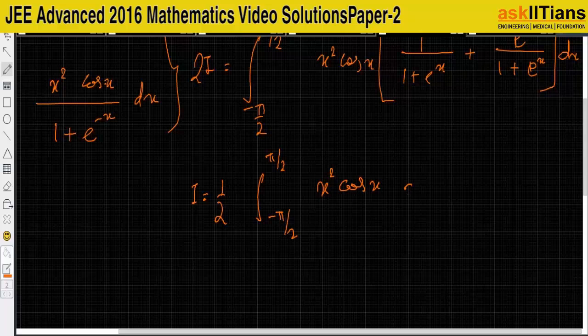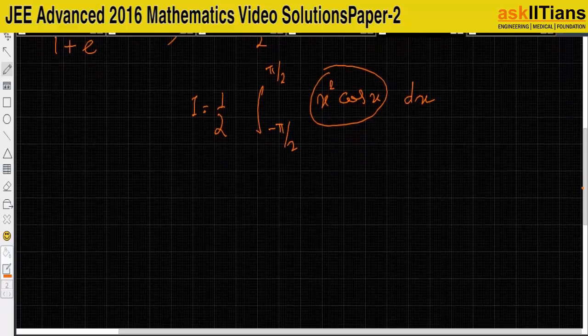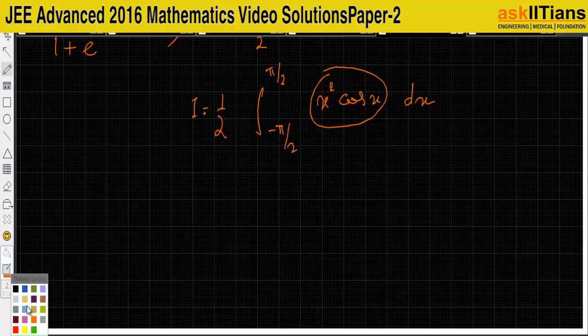Now this is a very easy question. This is an even function. X square cos x is an even function. If I replace x by minus x, there will be no change in the function. So this is even, so I can simply remove this minus pi by 2 and write it as 0, and I can make it twice because this is an even function, so it will be symmetric about the y-axis. So its value of integration will be same on both sides of the y-axis.